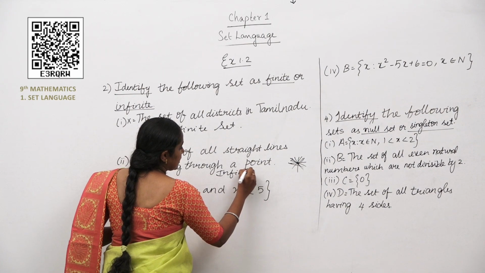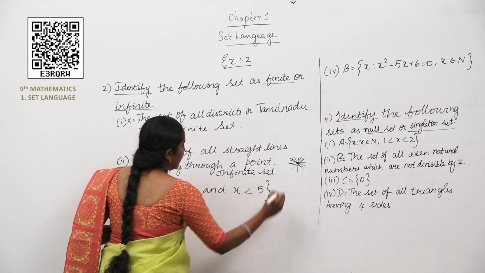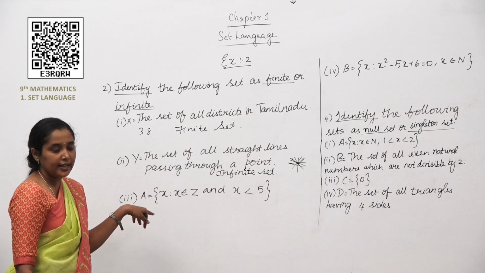So, you cannot count the number of lines. So, you will say it as what? Infinite set. It is an infinite set.